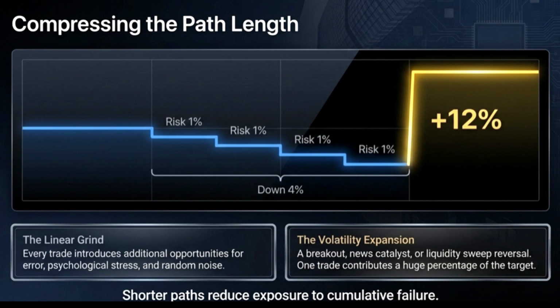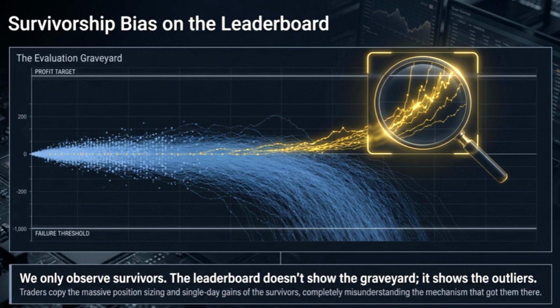Now, let's explain why leaderboards create the illusion that everyone suddenly became a genius. Suppose 1,000 traders enter evaluations. Most use conventional risk management, moderate reward ratios, moderate win rates, linear returns, but a smaller group uses highly convex systems. Very asymmetric trades, large payoff multiples, aggressive volatility exposure. Most of those high convexity traders fail. Many fail quickly, right? But the few that succeed, succeed massively. And because we only observe survivors, we develop survivorship bias. The leaderboard doesn't show the graveyard, it shows the outliers.